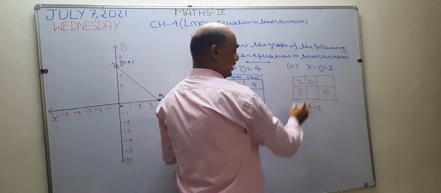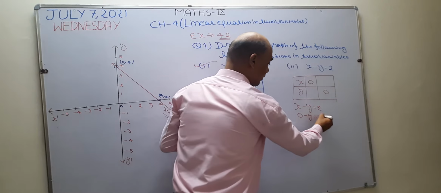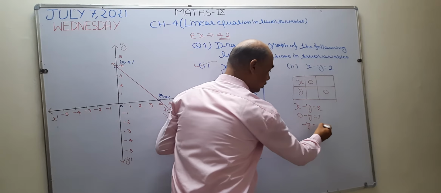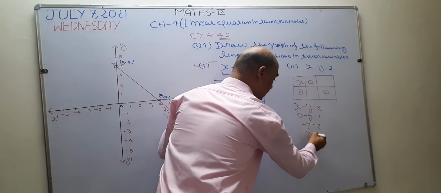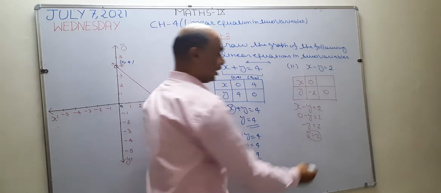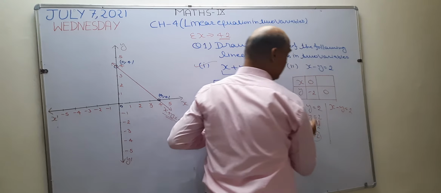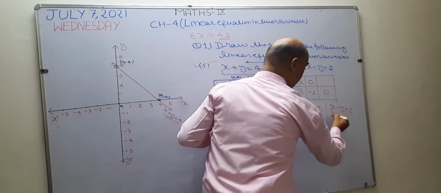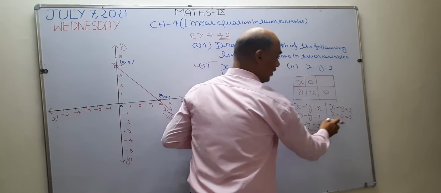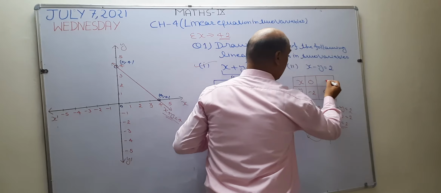First time I am going to take x0. So instead of x I write 0. After that minus y and 2 remain the same. Now see, this becomes minus y equal to 2. So the value of y becomes minus 2. So I write here minus 2. Clear? Now next time write down this equation again. This time I am going to take y0. Instead of y I write 0. Now x minus 0 is x and 2 remains the same. So the value of x becomes 2.